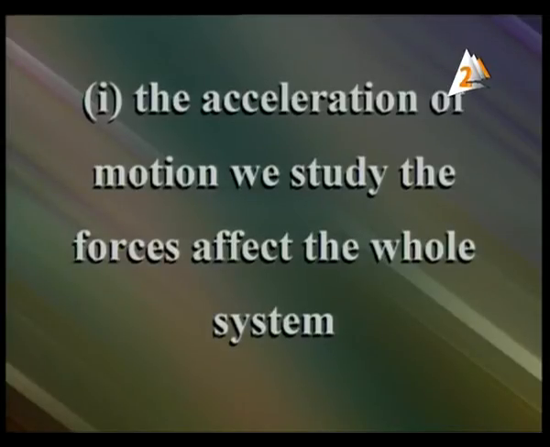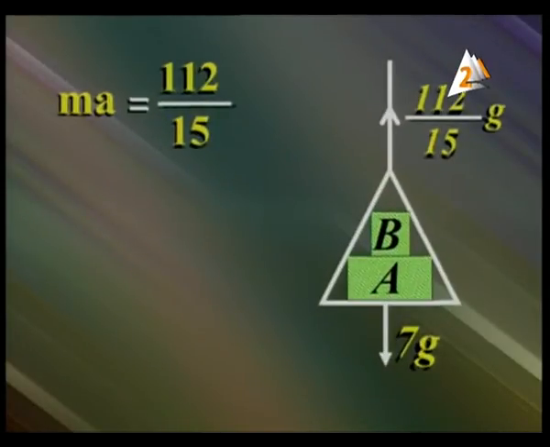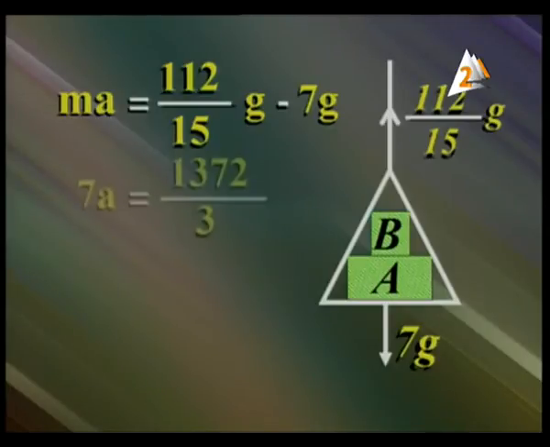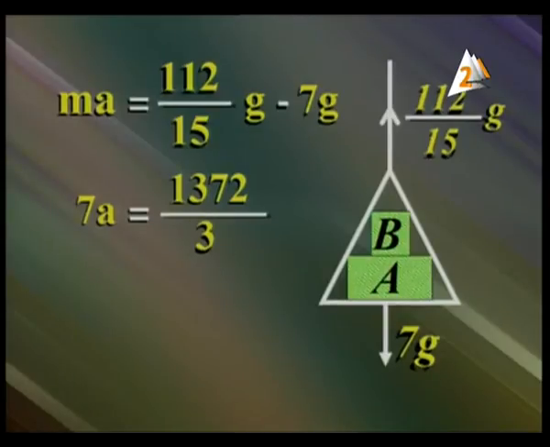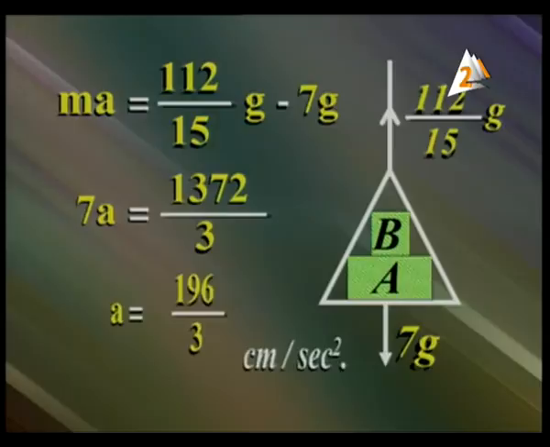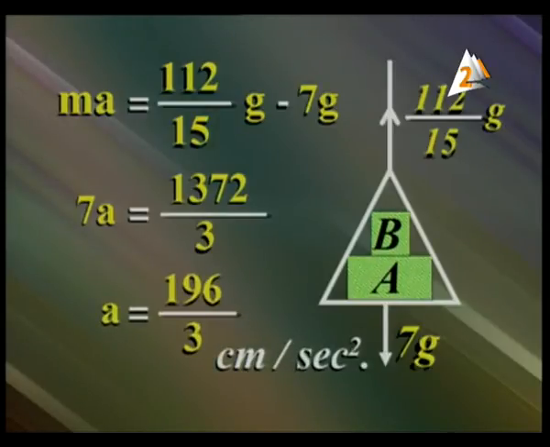Number 1, the acceleration of motion. We study the forces affecting the whole system. Therefore, MA equals 112 over 15 g minus 7 g. As you see in the figure, the weight of the two bodies A and B is 7 kilogram weight downwards, and 112 over 15 kilogram weight is upwards. Then 7A equals 1372 over 3. Therefore, A equals 196 over 3 centimeter per second square.